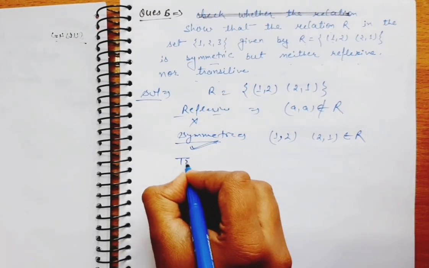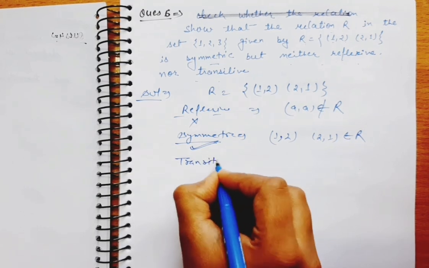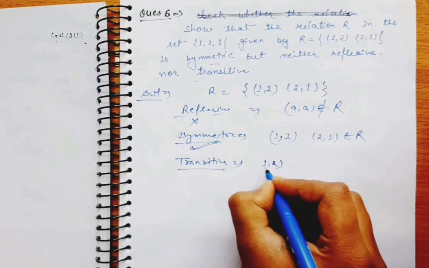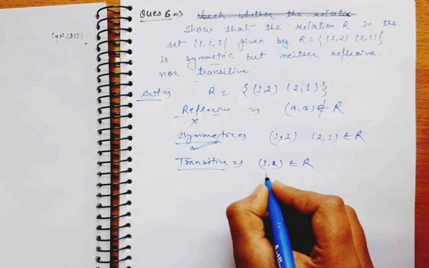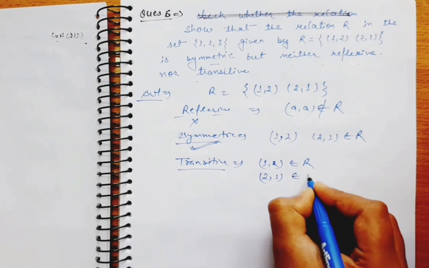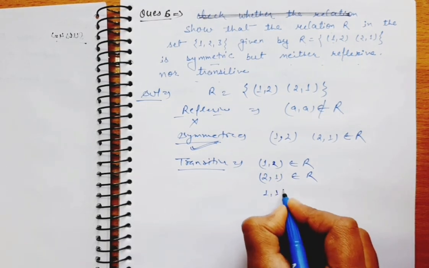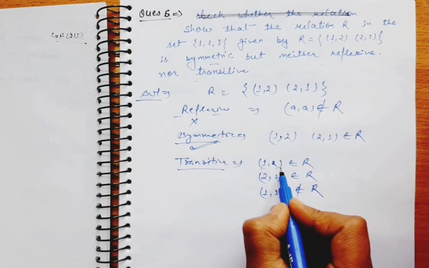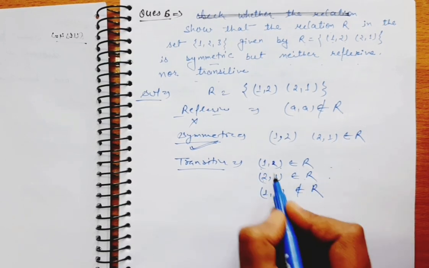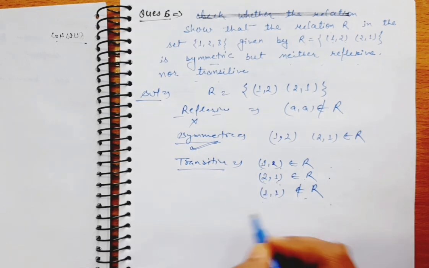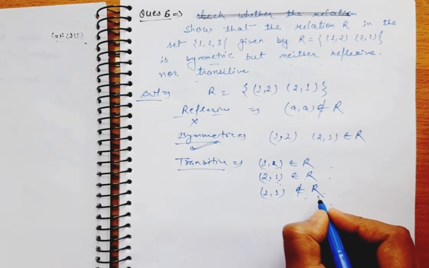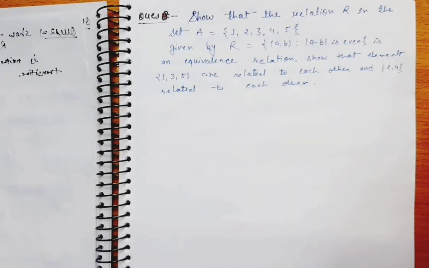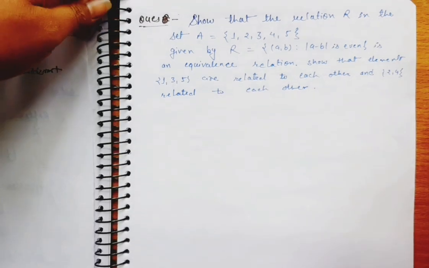And third, we have to check transitive relation. Transitivity means if 1 comma 2 belongs to R, then 2 comma 1 also belongs to R, so 1 comma 1 should also belong to R, but this is not an element of the relation here, so it is not transitive. Now going to the next question of the exercise.